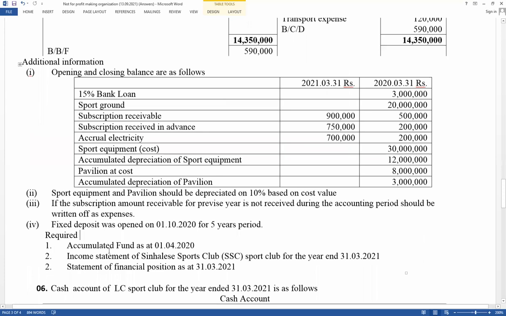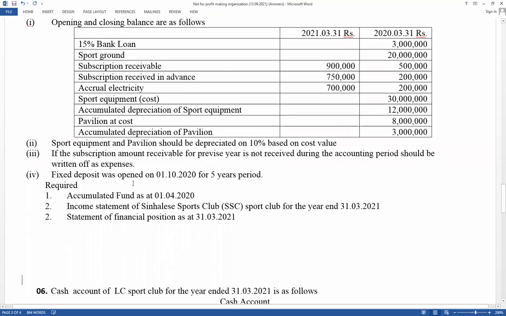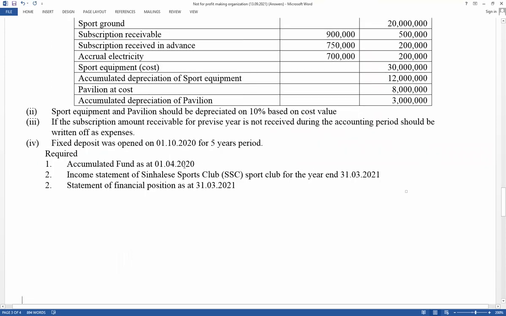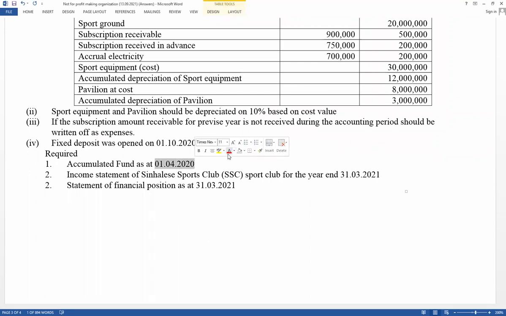Requirement first one, they ask accumulated fund as at 1st April 2020. Think 1st April 20 opening balance. Opening balance they ask. Accumulated fund equal equity. Equity can be calculated as assets minus liability. Therefore, opening assets minus opening liability equal opening accumulated fund. Therefore, you have to consider only opening balances to calculate the opening accumulated fund.